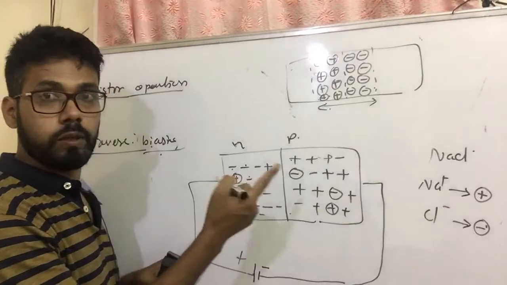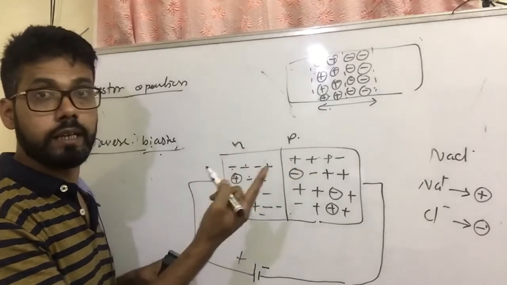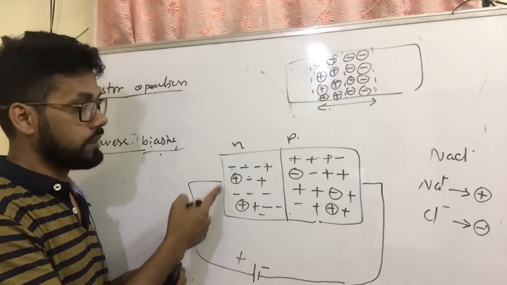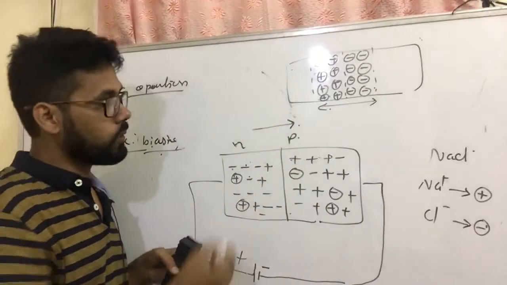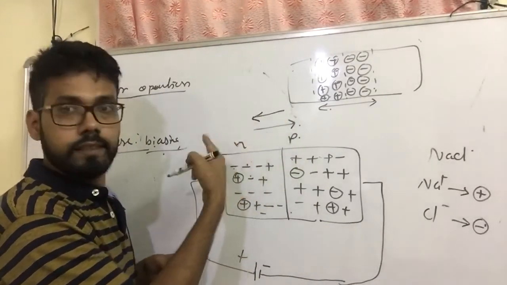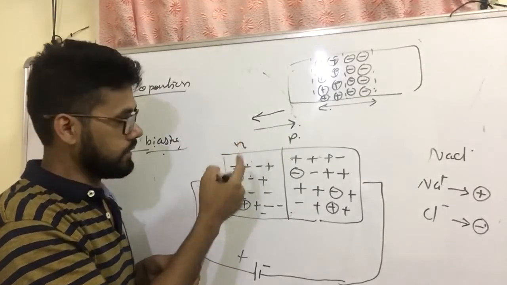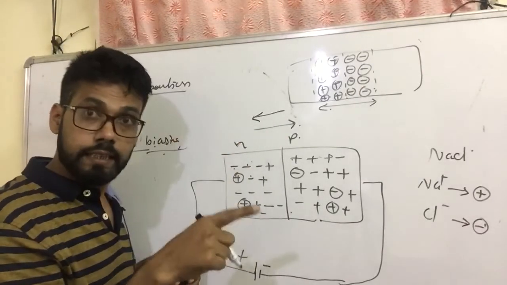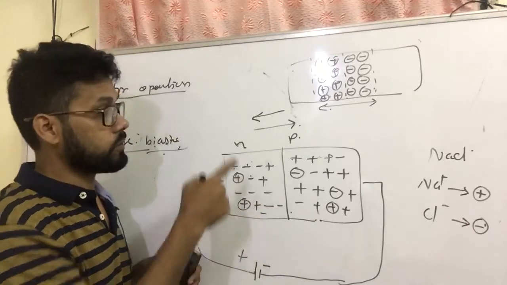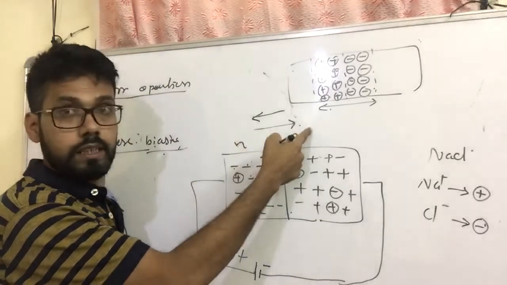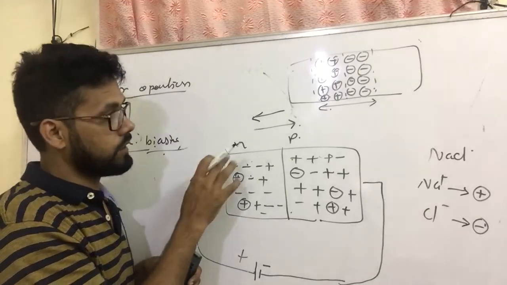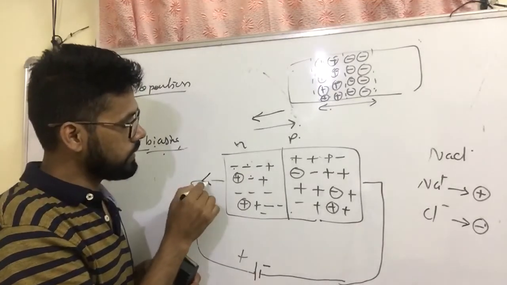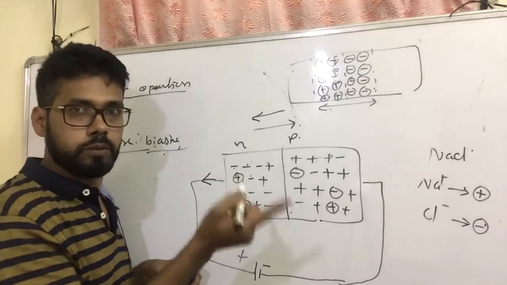So, forward current. Now, what is the direction of current? How can you identify the direction of current in a diode? Electrons move in this direction and holes move in this direction. The direction of current is opposite to the direction of electron movement. So the electron current will be like this, and the hole current will be in the opposite direction.